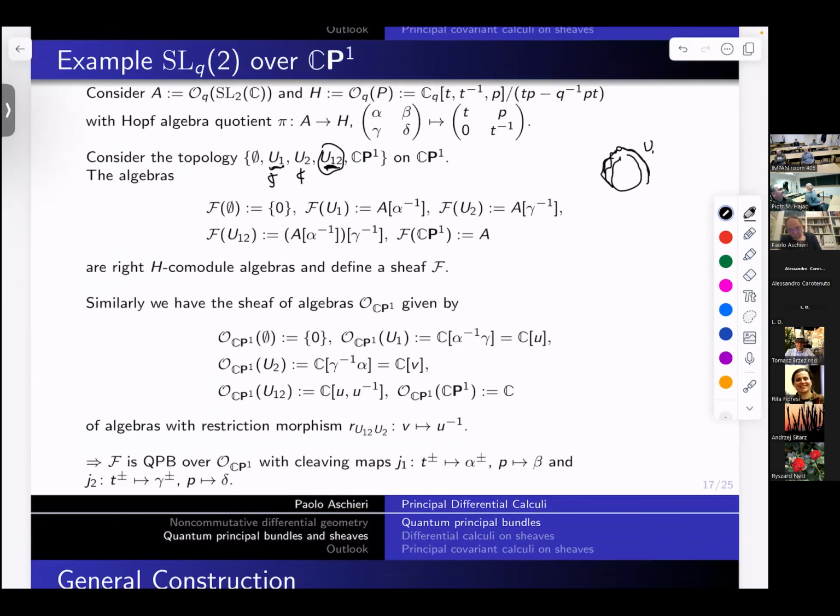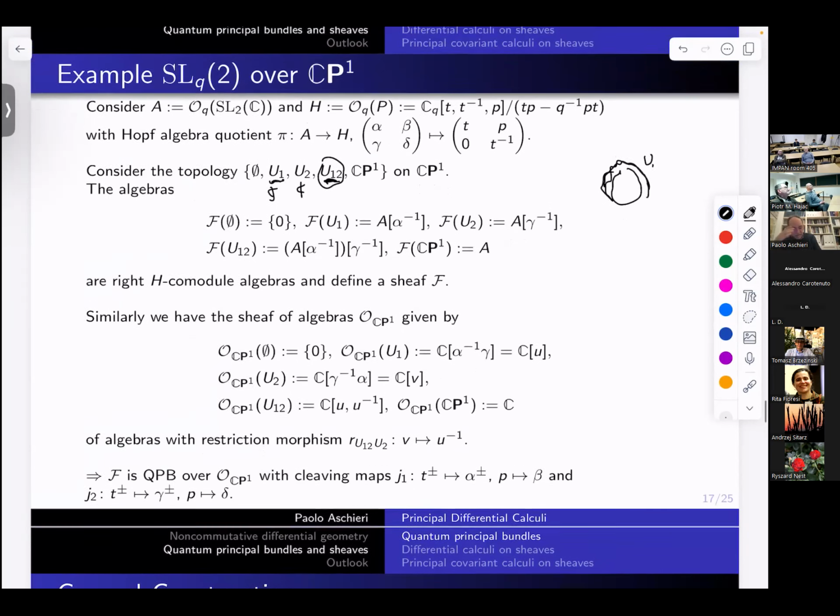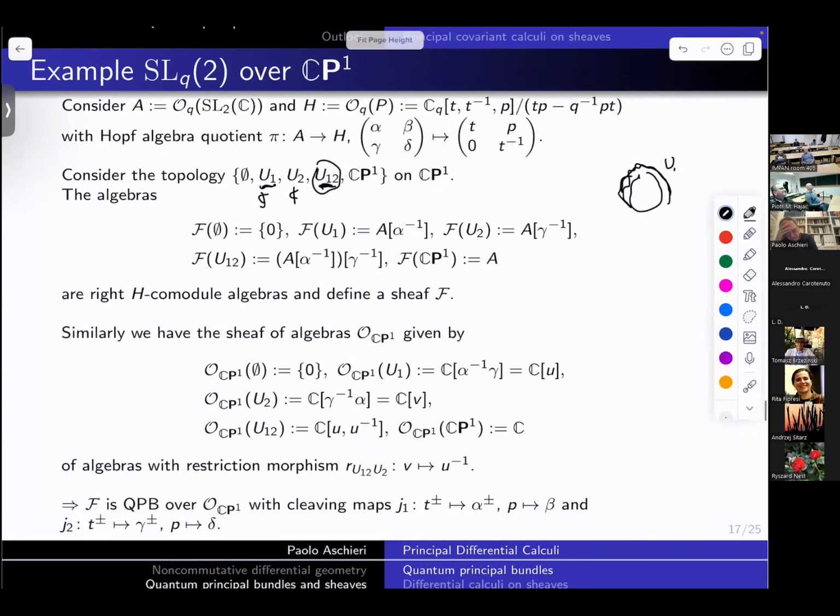And here are the H-comodule algebras. What we are doing is considering a localization of the algebra A. To the open that is all of CP1, we associate the total comodule algebra A itself. Then we have to decide what to associate to the open U1. This is simply the algebra obtained by doing a localization of A via the elements that are invertible in U1.